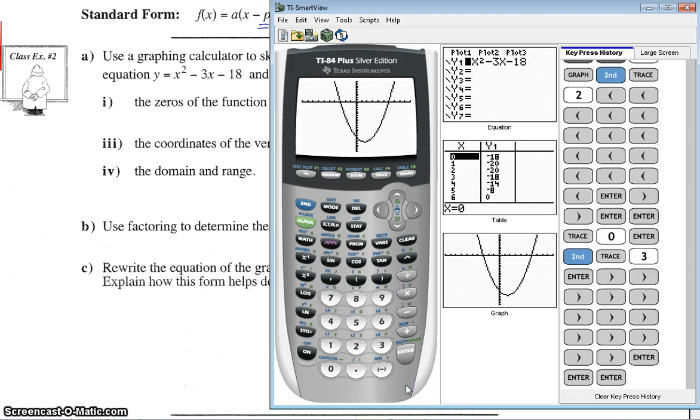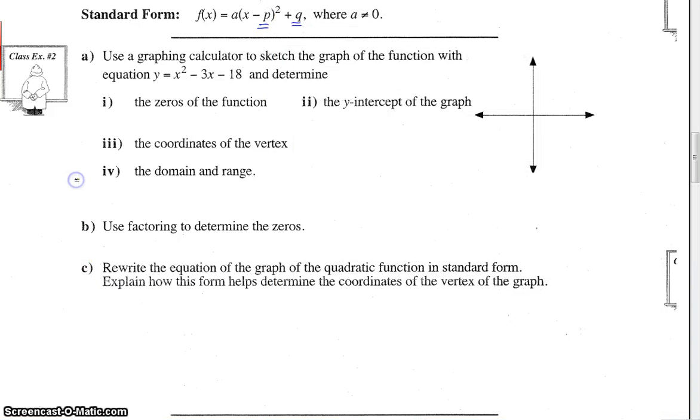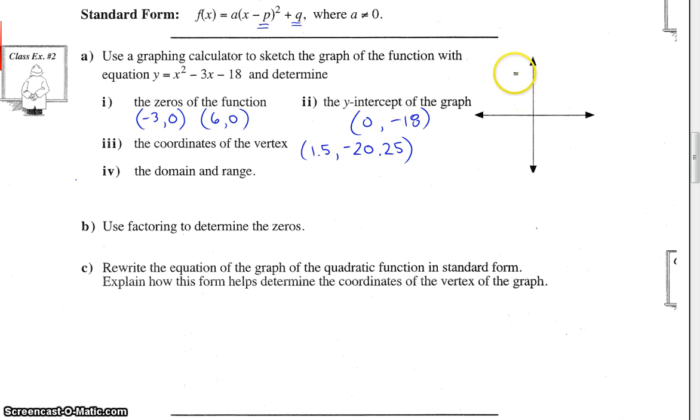All right, and finally they want us to find the domain and range. So if we know that vertex point, then we know the lowest value that y can be. So we're going to use that to do our domain and range. So back to our page, we'll record some of this information now. The zeros, as we discovered, written as coordinates would be -3, 0, and 6, 0. The y-intercept we discovered was 0, -18. Coordinates of vertex were 1.5, -20.25. Okay, and our graph looked something like this.